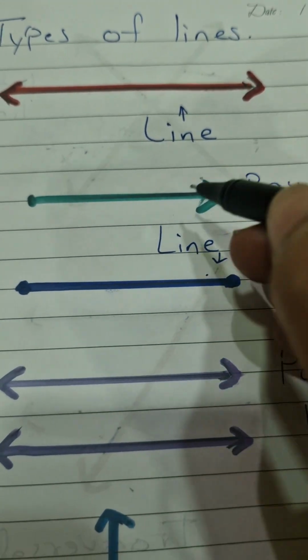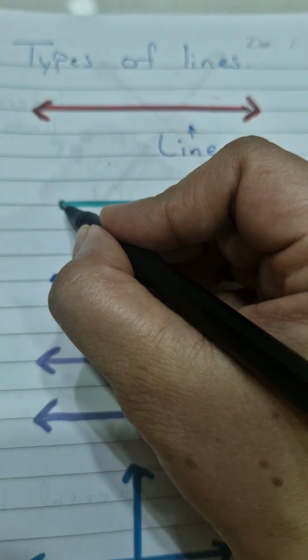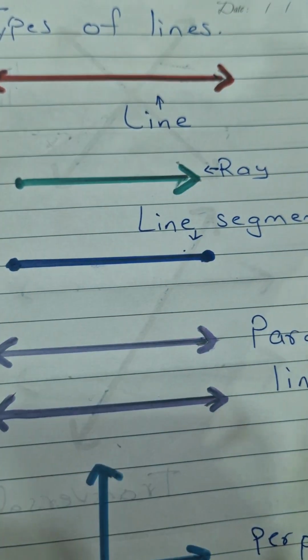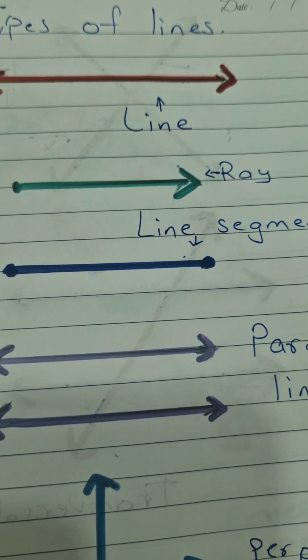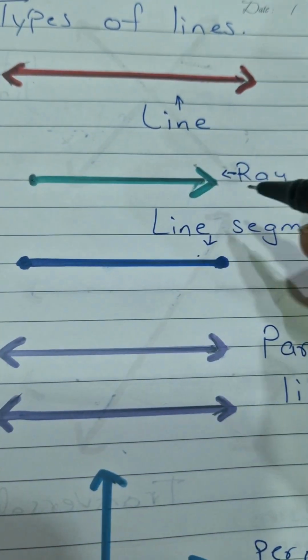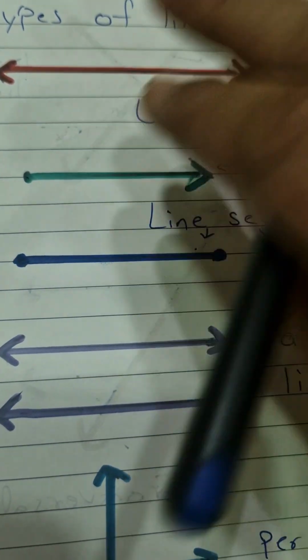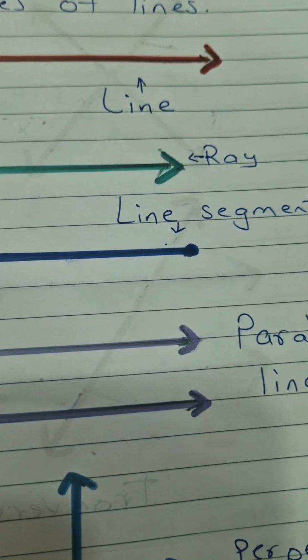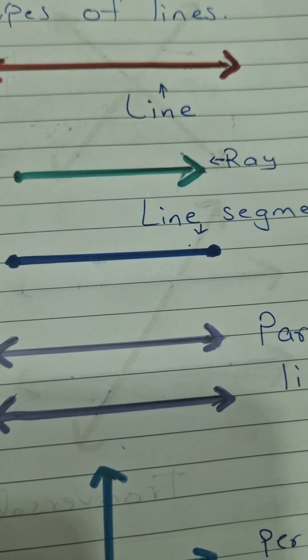Okay, now this second one is a ray. What is a ray? It has one ending point and the other side goes on endlessly. So this side it has an ending point and this side it has no ending point. It can go endlessly to that side. So that type of line is called a ray.